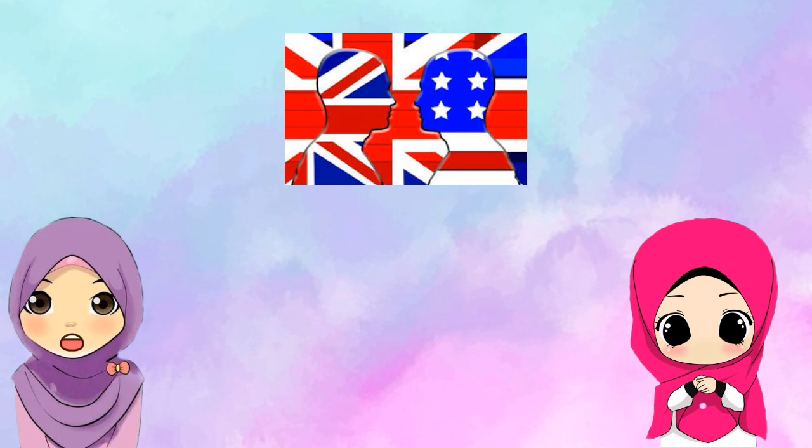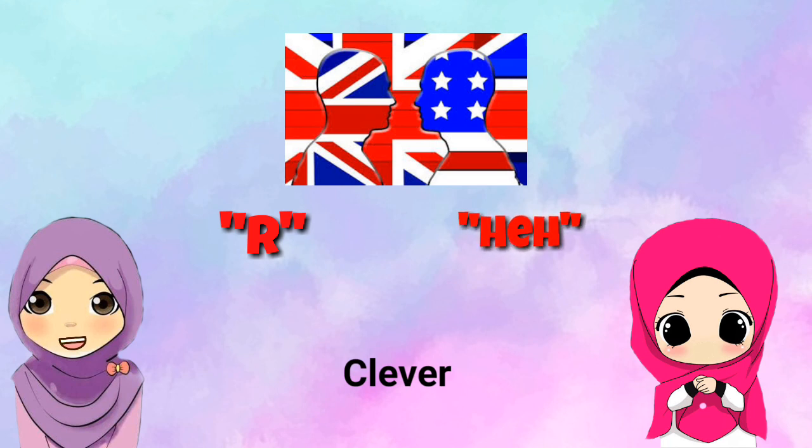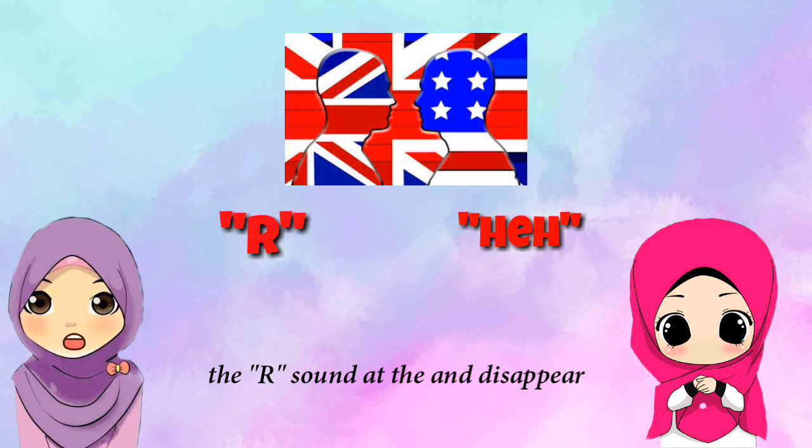One simple tip to sound more British when you are talking in English. Now, let's focus on every word. First, American will say clever, but British will say clever. The R sound at the end disappears.